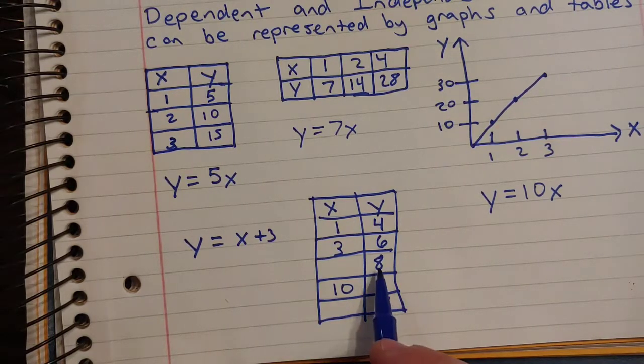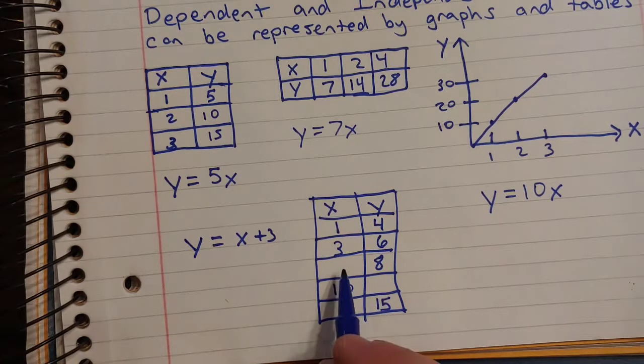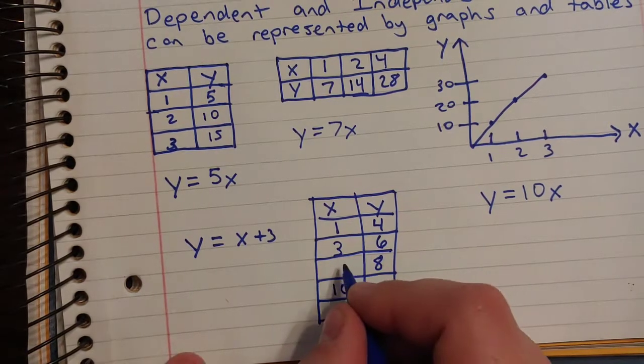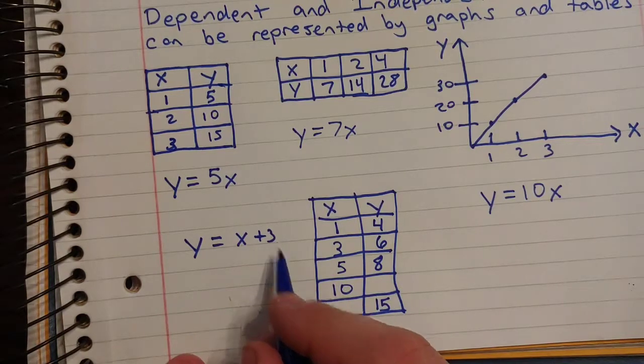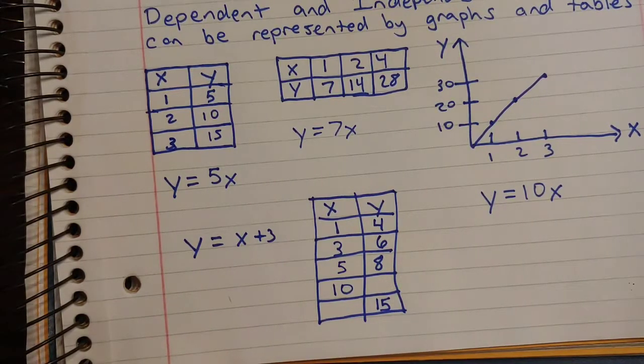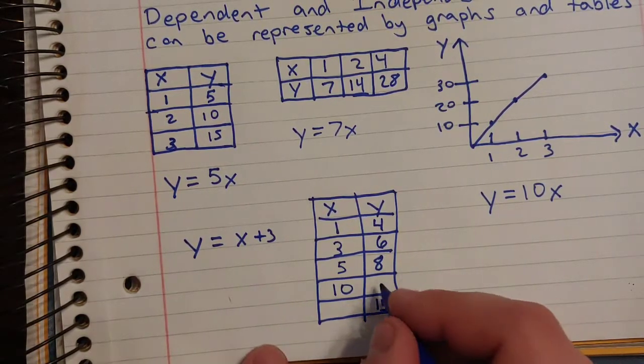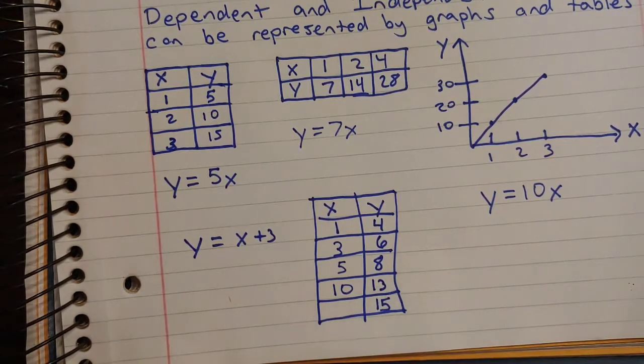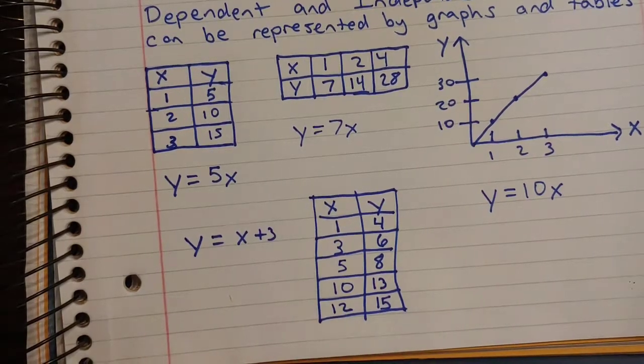So, if y equaled 8, x had to equal 5, because 5 plus 3 equals 8. If x is 10, y is going to be 13. And if y is 15, x is going to equal 12, because 12 plus 3 equals 15. Okay?